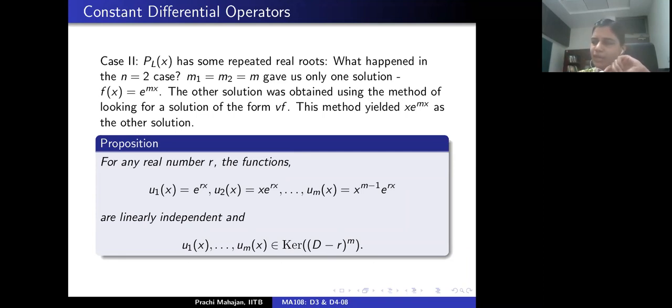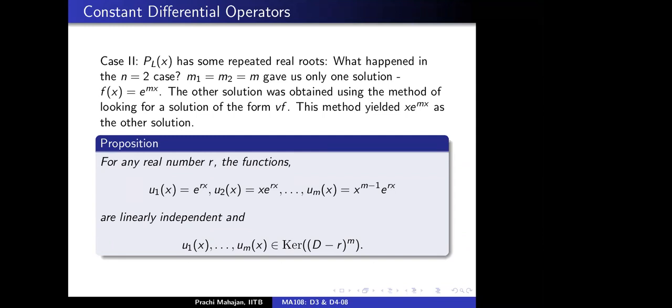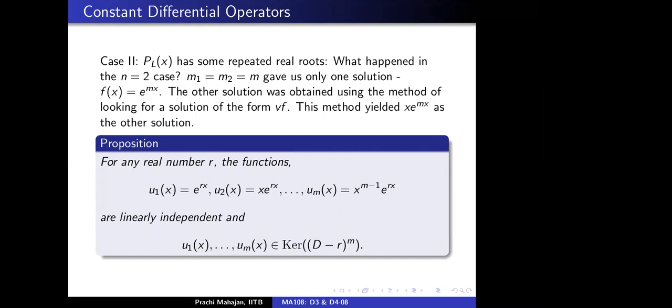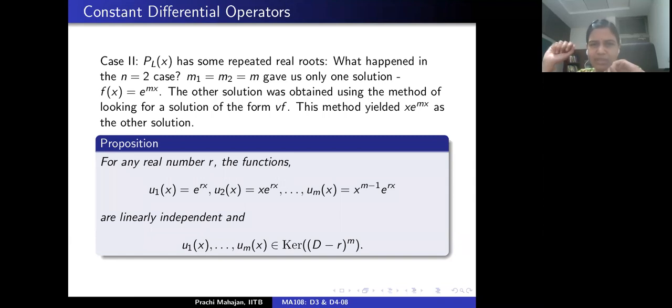I hope the statement is okay with everybody present here. We are looking at the case when the characteristic polynomial has repeated roots. If that is the case, we would like to claim that exponential rx, x times exponential rx, up to x to the power m minus 1 exponential rx are each a solution of the associated homogeneous differential equation, and that these are linearly independent. So that's very nice. Is that okay?